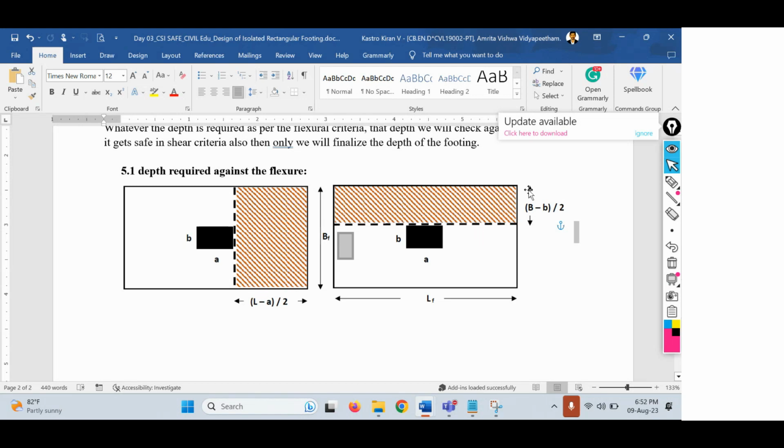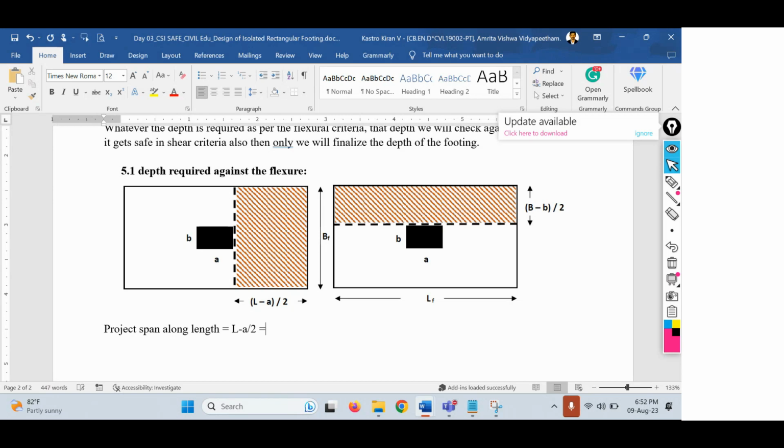And along the width direction, the total width of the footing is capital B and the width of the column is small b, that is capital B minus small b divided by 2. So therefore, you are going to get the projected span along the width direction. So the projected span along the width direction equals B minus b by 2 and the projected span along the length direction equals L minus A by 2. So let me call that projected span along length direction equals capital L minus A divided by 2.